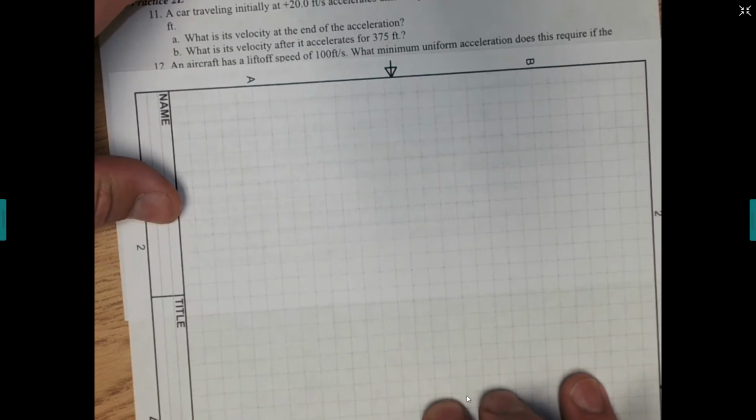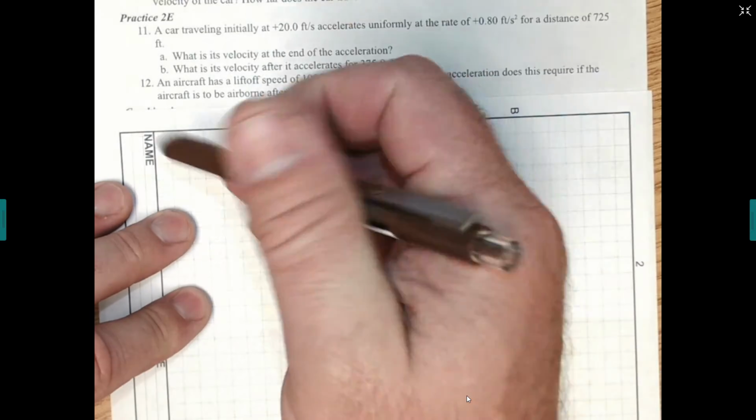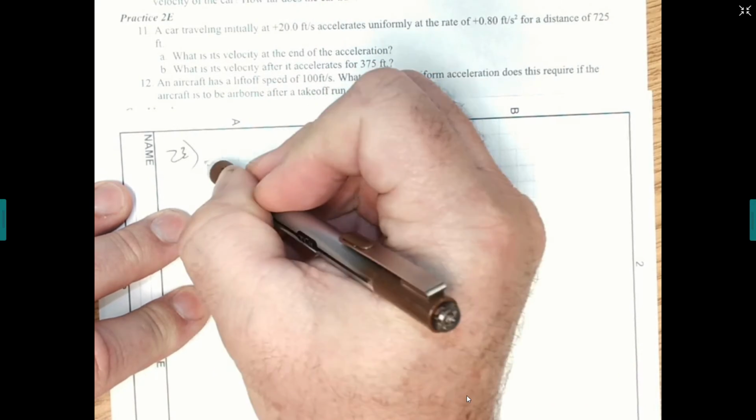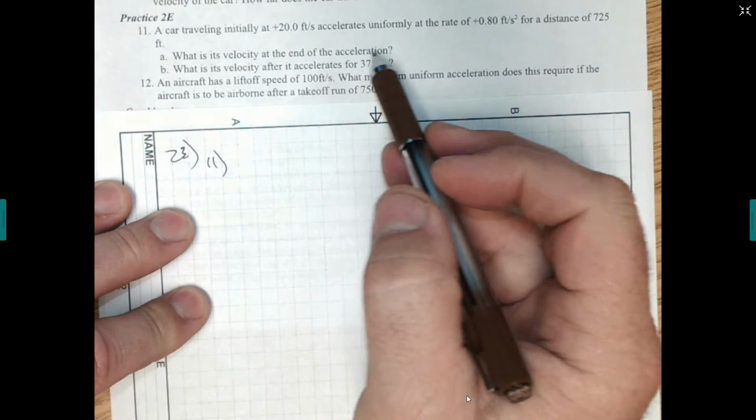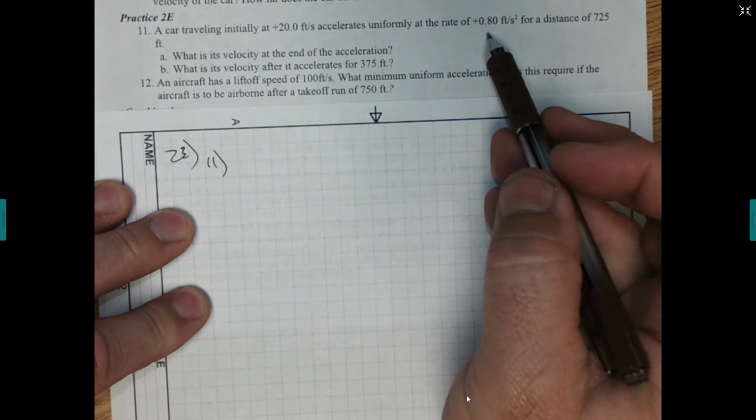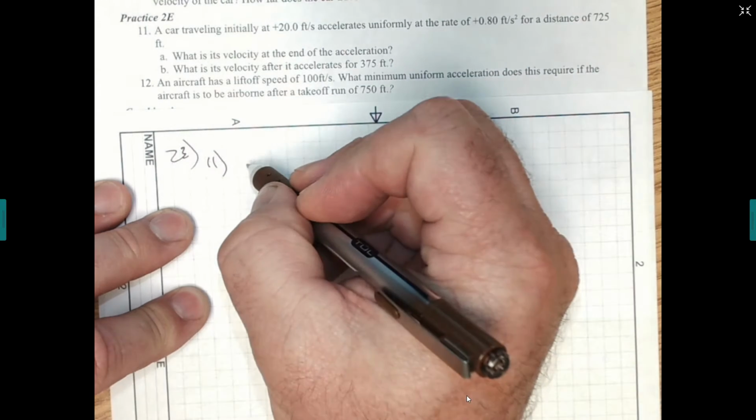All right, continuing our one-dimensional motion worksheet, working on practice 2E, which is number 11 and 12. So on number 11, it says a car traveling initially at 20 feet per second accelerates uniformly at a rate of positive 0.8 feet per second squared for a distance of 725 feet.